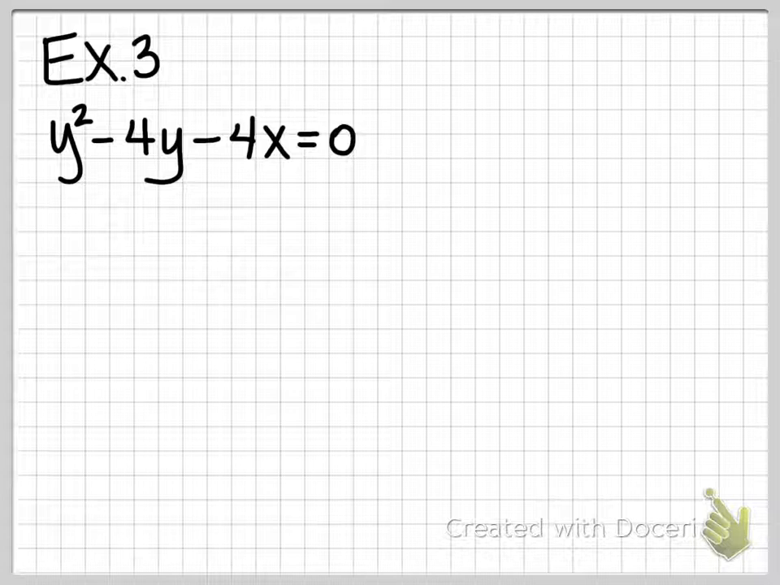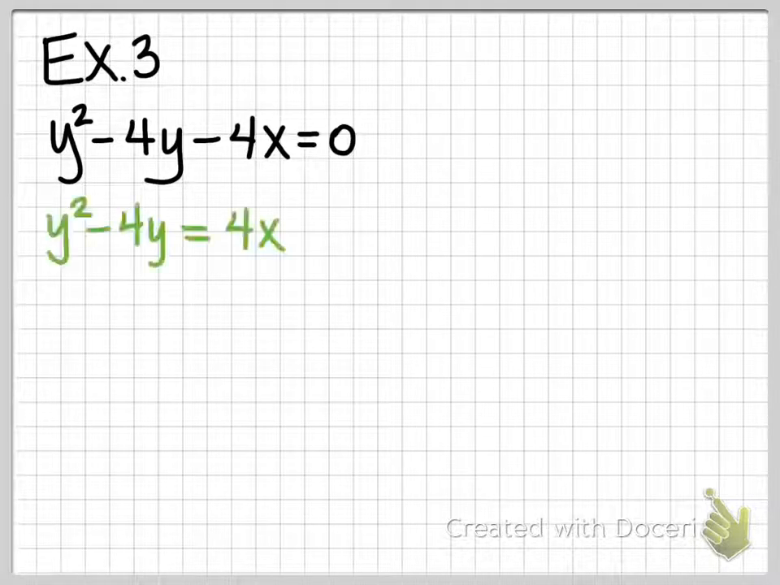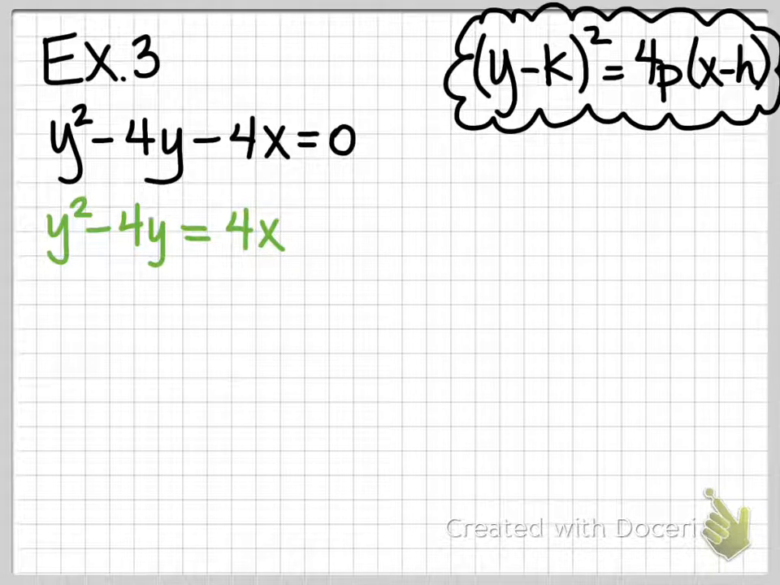So the first thing I look for is what variable is squared. In this equation, y is squared. So anything with a y, I'm going to leave on the left-hand side. Everything else stays on the other side. So y squared minus 4y equals 4x. So this tells me that this is going to be a horizontal parabola.